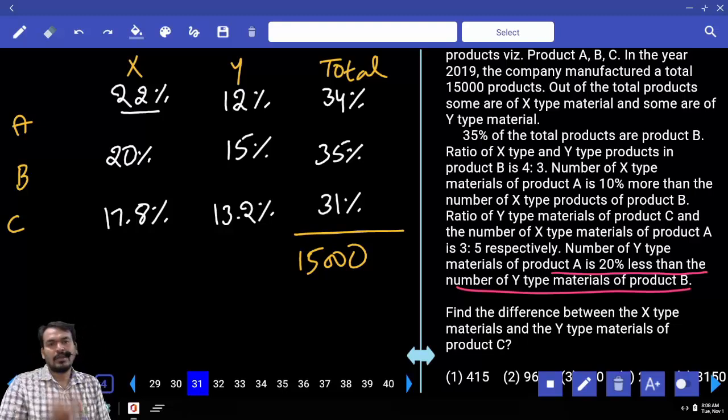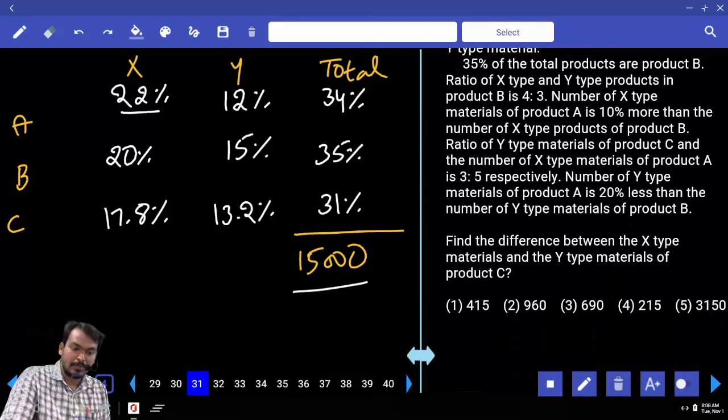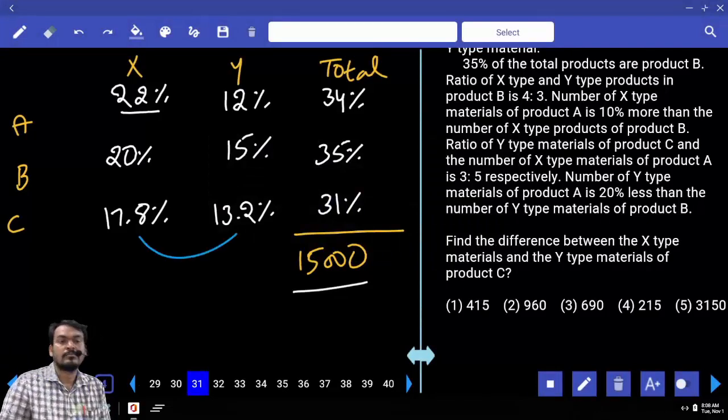If you require a value, then it is multiplied by which one? 15,000. Every percent is calculated on which value? 15,000. What is the first question? Find the difference between X type materials and Y type materials of product C. What is the difference? 4.6.